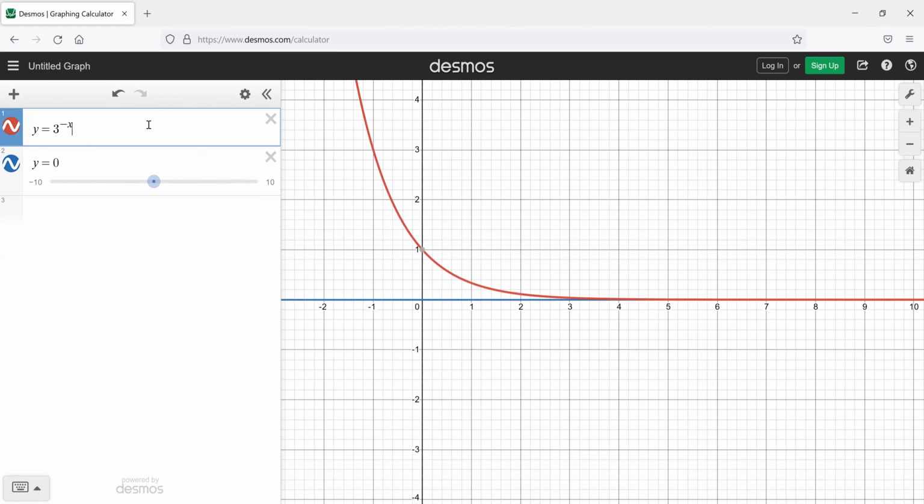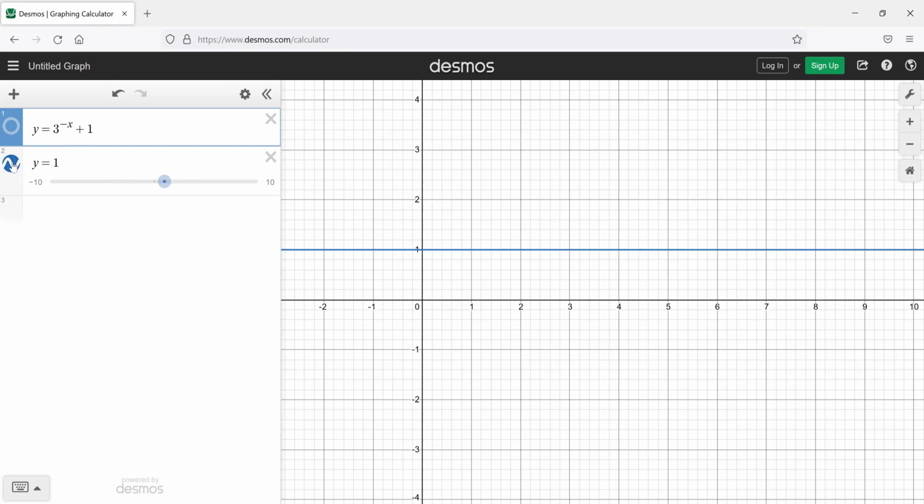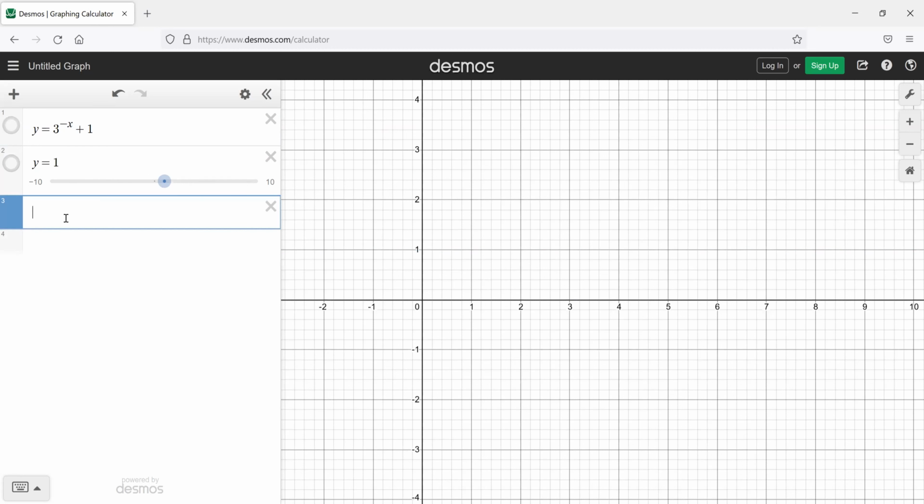Now, if the problem I gave you said it's +1 here, do you see how that moved everything up by 1? So the horizontal asymptote is there at y equals 1. Whatever this number is to the right of the exponential, that's your horizontal asymptote. That's an easier way to look at it.